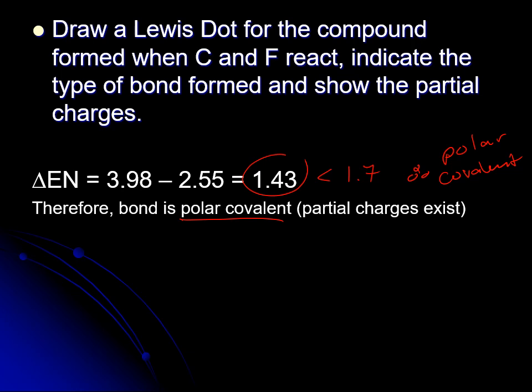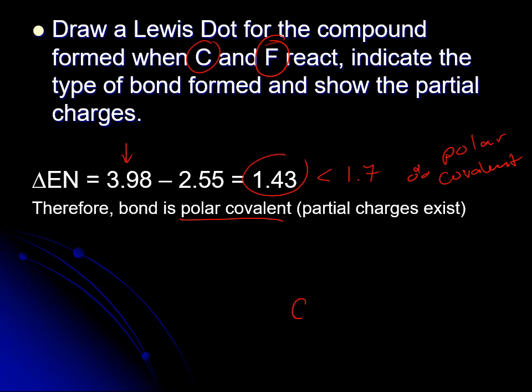We have these partial charges, and whichever one has the larger electronegativity number is the one that's going to hog the electrons. So here, fluorine has an electronegativity somewhere around 4. It's going to be hogging the electrons away from the carbon.